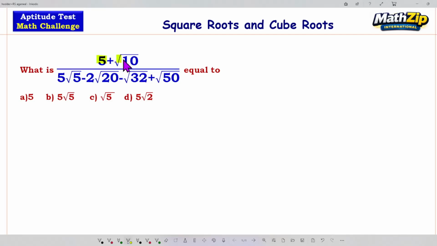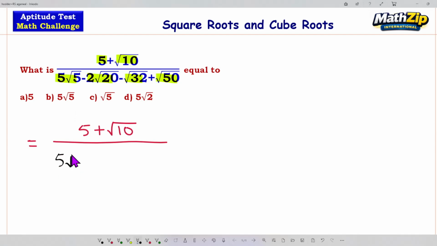(5 + √10) ÷ (5√5 − 2√20 − √32 + √50). We have to find out what this is equal to. So first we can segregate it this way. 5 + √10 will be unchanged.